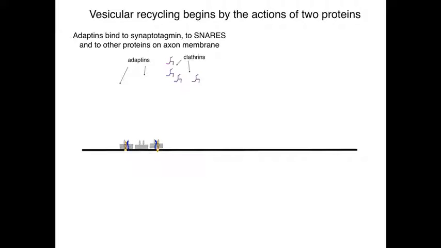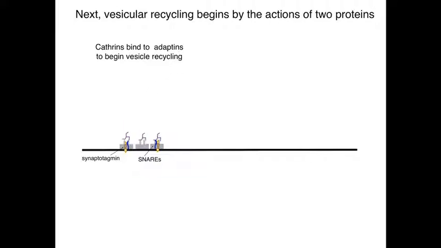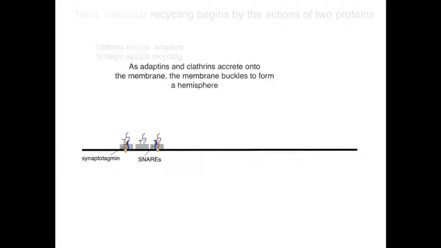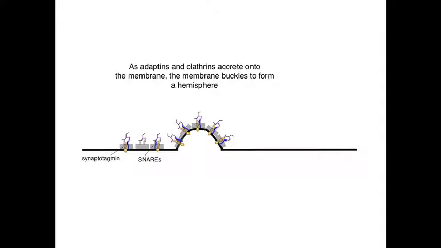Remember, the axon membrane and the vesicular membrane had fused. After the adaptins bind, the clathrins bind. The clathrins bind to the adaptins, and that really begins the whole sequence of vesicular recycling. As adaptins and clathrins accrete onto the membrane, it actually buckles to form a hemisphere. It actually doesn't look like that. It looks more like this. Right? You can see the clathrin cage in purple. Below that are the adaptins, and below that is the cell membrane.